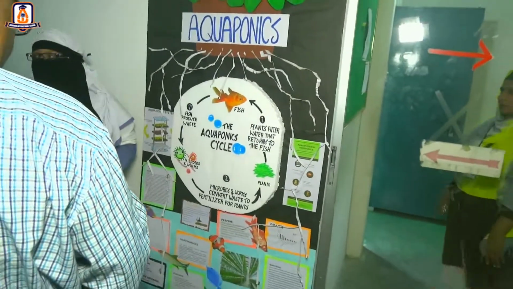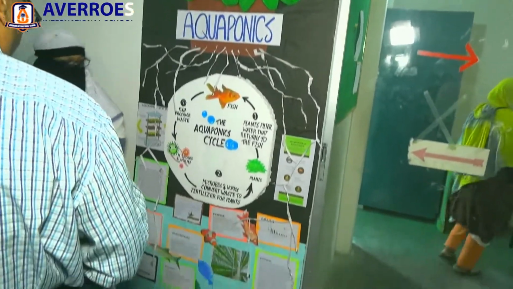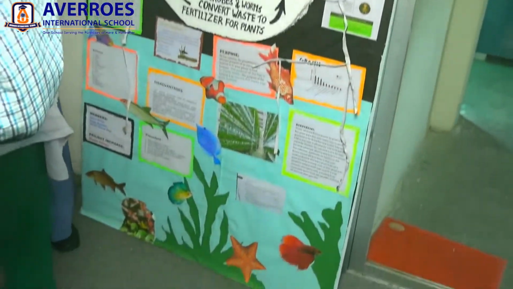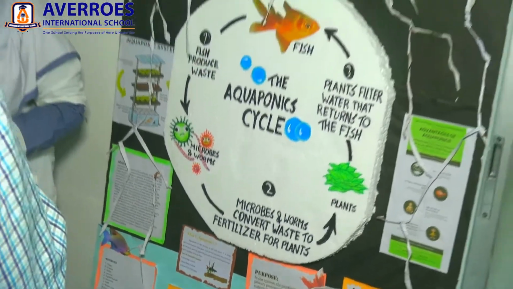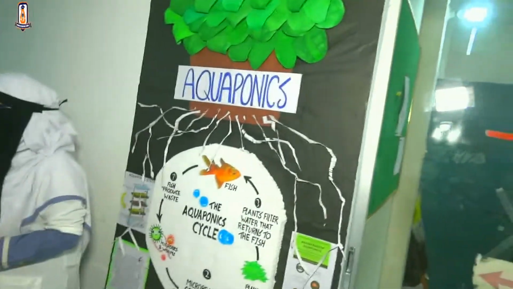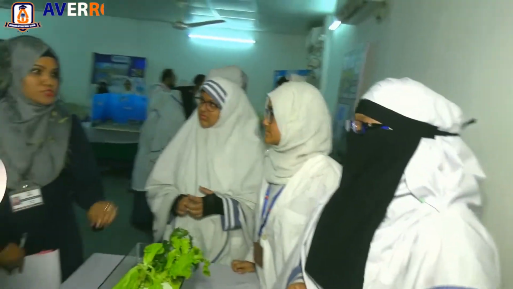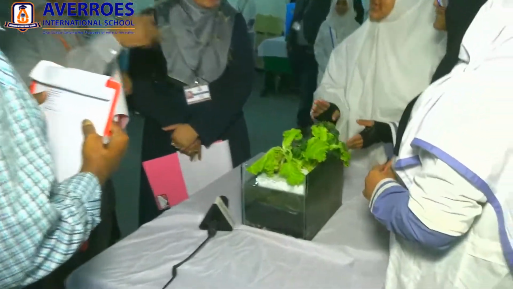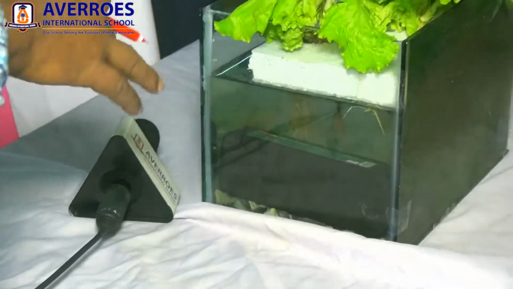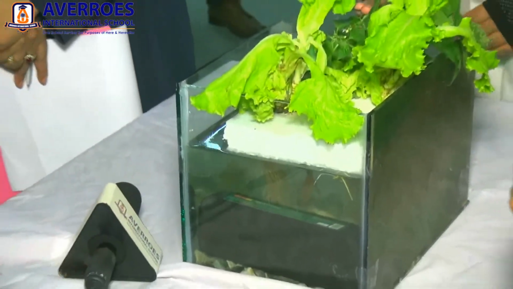Can you explain a little bit? Yes, sure. Fish produce waste, microorganisms convert it, and the plants filter the water that returns to the fish. That's good. You don't need to put any extra fertilizer for that, right? It's very simple, very cheap. It's a cycle. That is actually environmental, right? Yes, and very fresh.